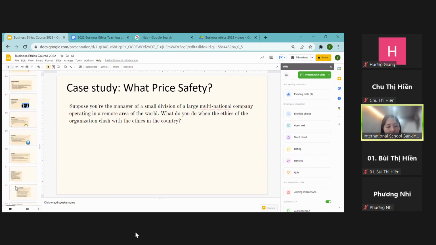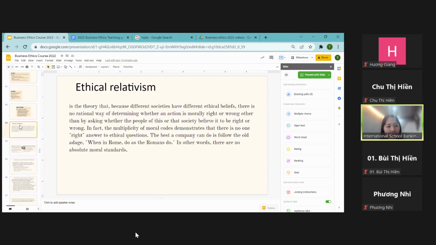Okay, so this is a very interesting case, when you see a conflict in moral standards. And we have a new concept right here, ethical relativism, okay? Tương đối, sự tương đối về đạo đức. This theory says that because different societies have different ethical beliefs, there is no rational way of determining whether an action is morally right or wrong, other than by asking whether the people of this or that society believe it to be right or wrong.